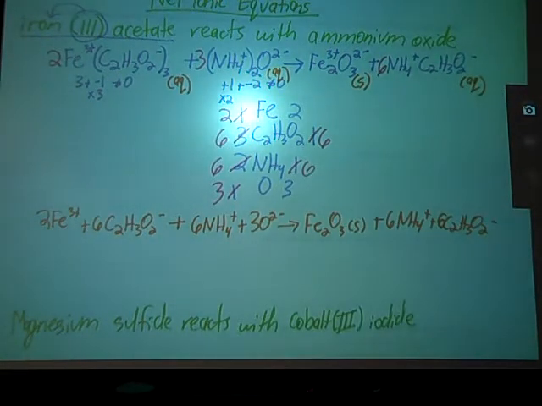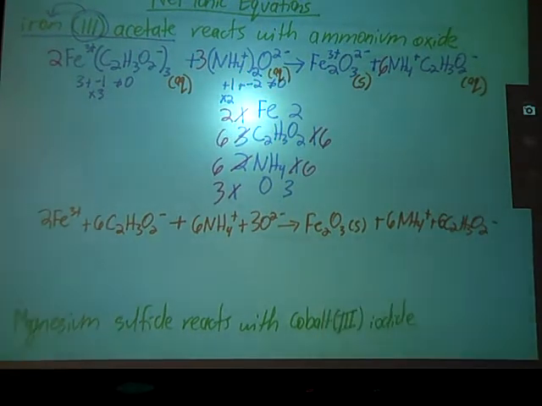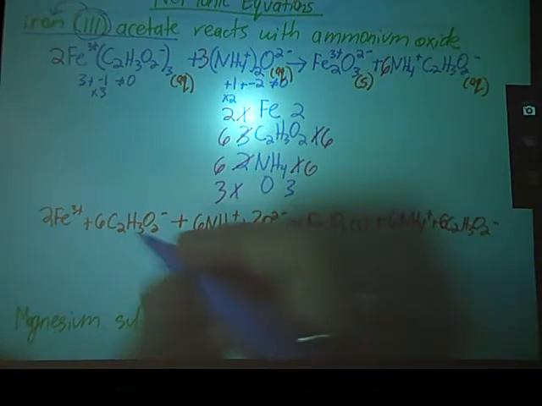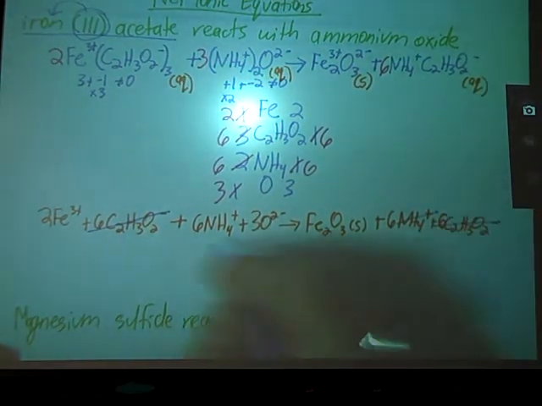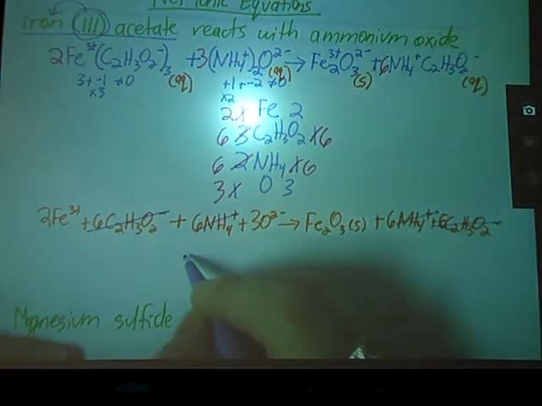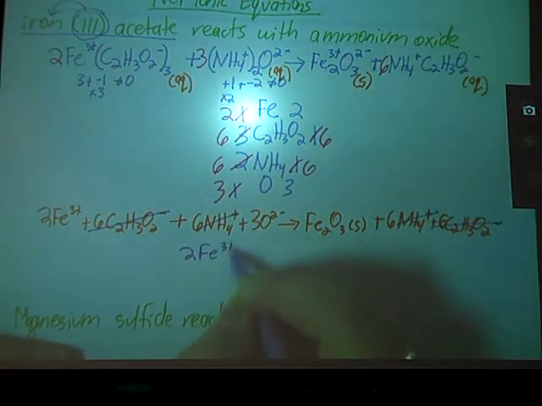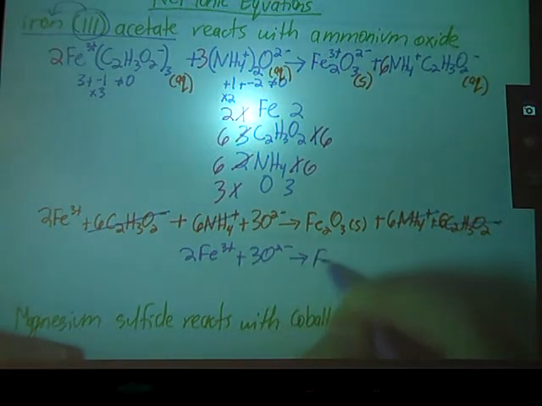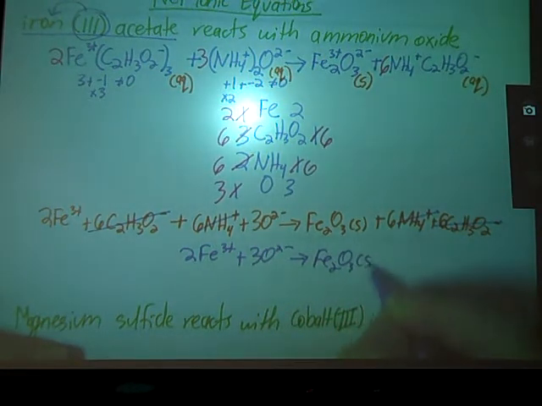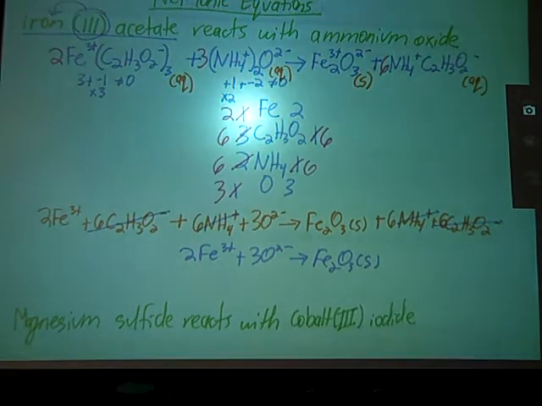Alright, if it changes, I want to keep it. If it doesn't change, I don't care. So let's see. Iron, ooh, that changed. Acetate, nope, didn't change. Spectator ion, do not care. Ammonium, do not care. Oxides, so all that's left is my iron and my oxide, which come together in the proper ratios to form my iron 3 oxide.